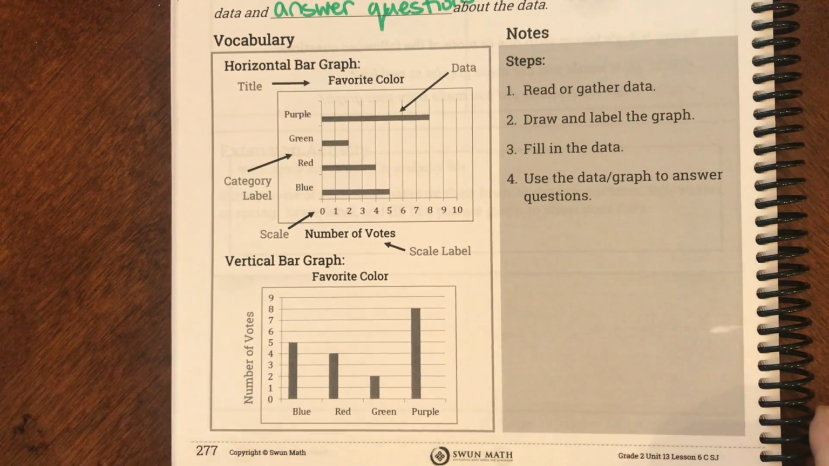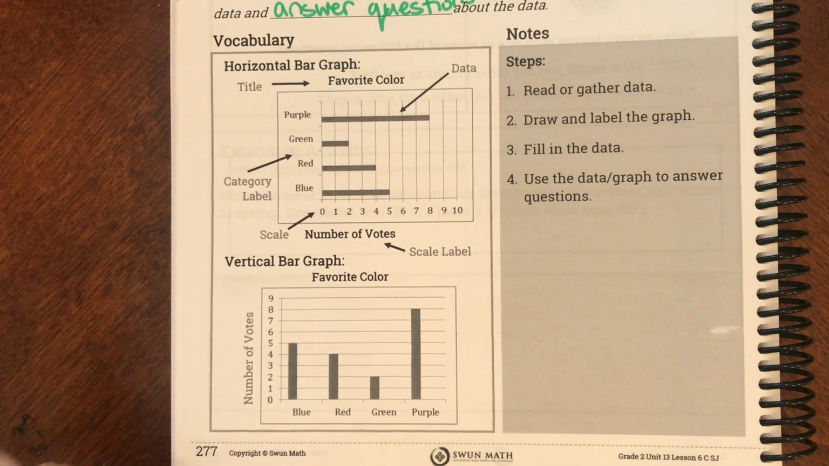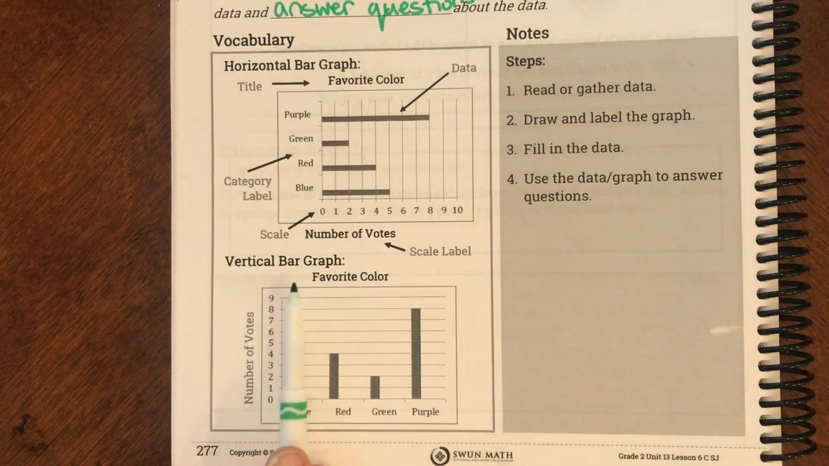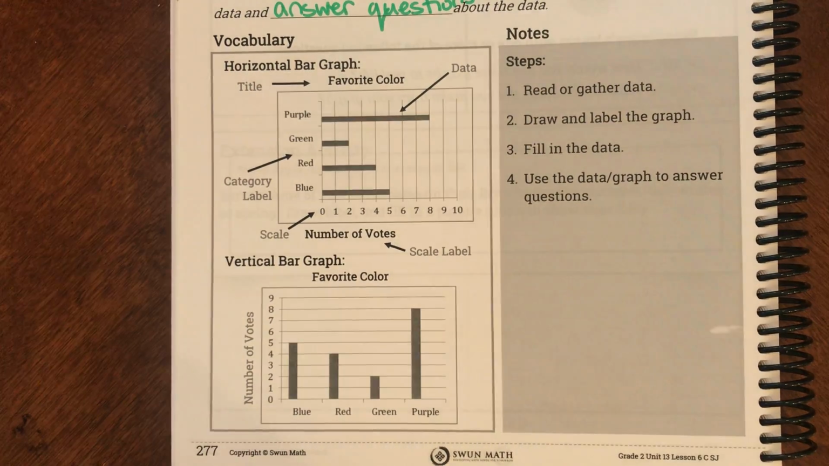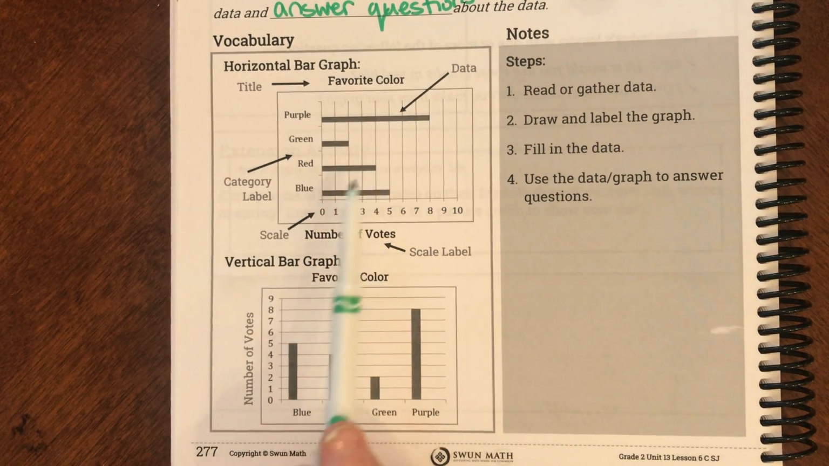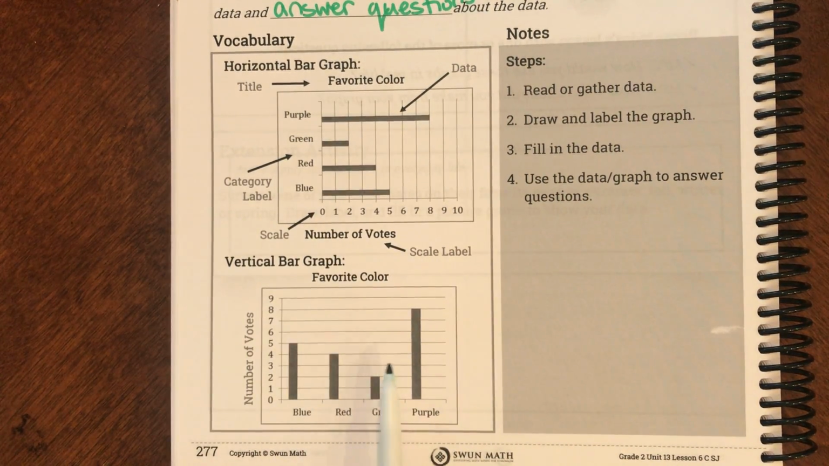Okay, so let's look at our vocabulary and see what these two new types of graphs are. This type of graph is in two different examples. So these are both called bar graphs. This is called a horizontal bar graph on top and a vertical bar graph. Now they're called graphs because they show data. They're called bar graphs because they use these bars to represent the data.